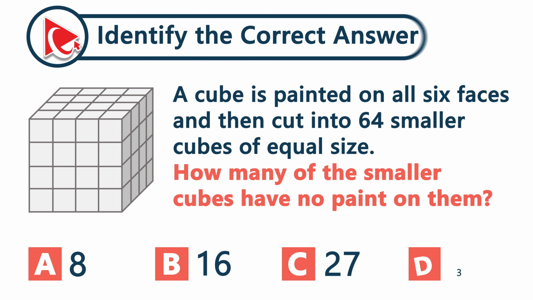A cube is painted on all 6 faces and then cut into 64 smaller cubes of equal size. How many of the smaller cubes have no paint on them?